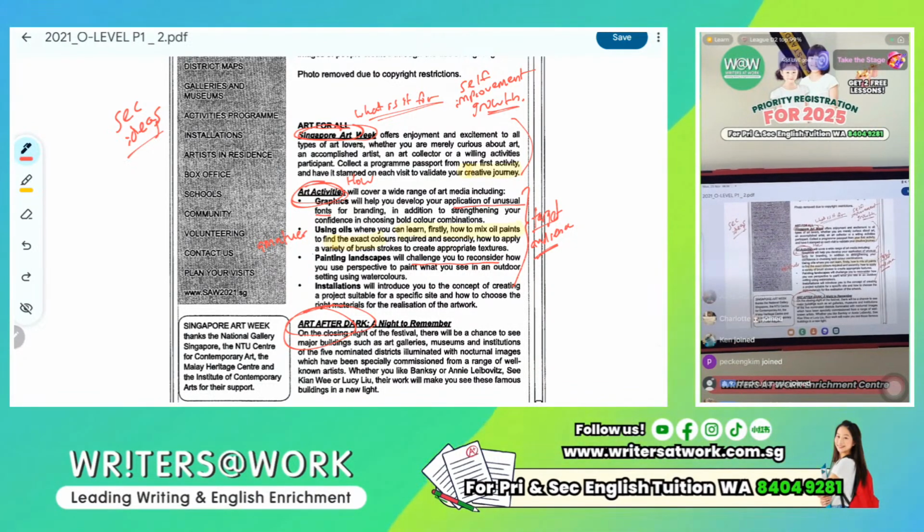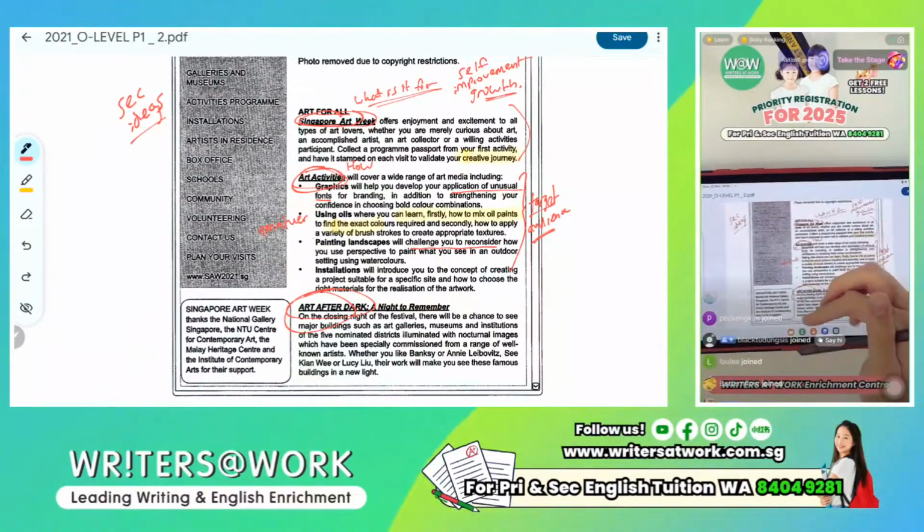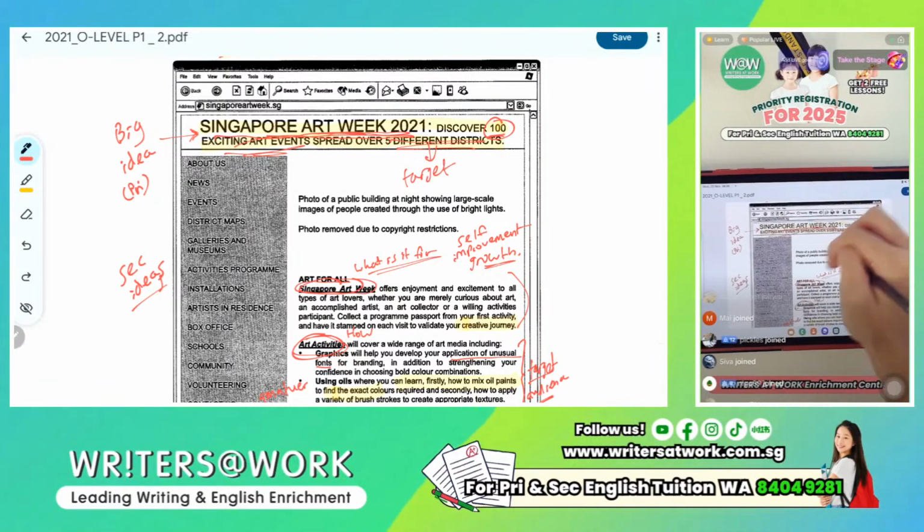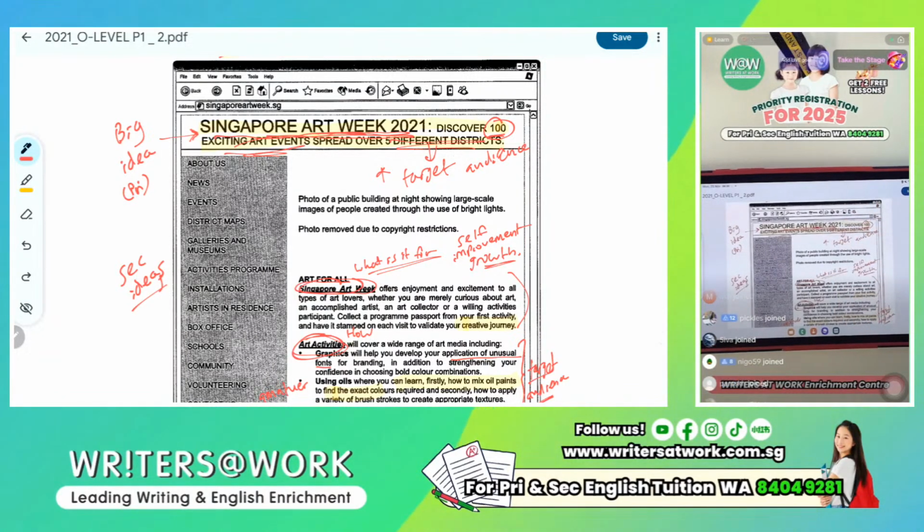Then lastly, you can observe that there are many events here, these 100 exciting art events, and it's also 5 different districts. Your districts are like your different towns: Ang Mo Kio, Bedok, Bishan. Each of these towns will have different makeup of the people. For example, Ang Mo Kio may have more elderly compared to Punggol, and all these will actually affect your target audience. So does it mean that it's actually increasing the reach to the target audience when there is this kind of information explicitly spelled out for you?